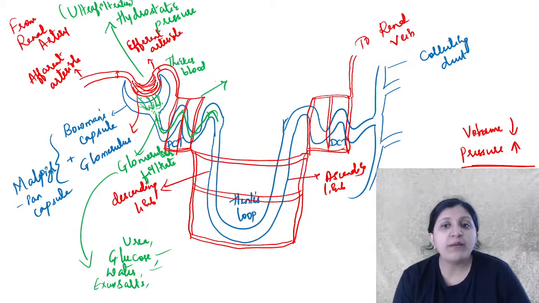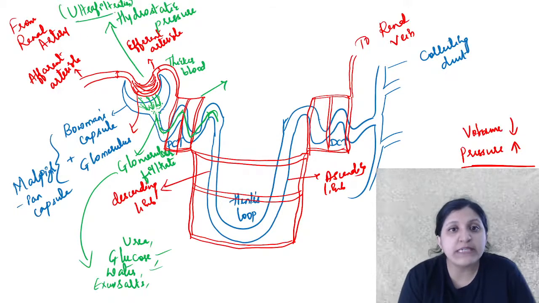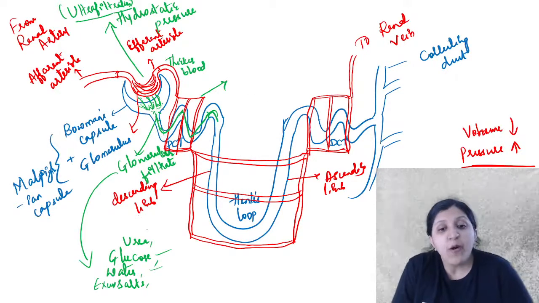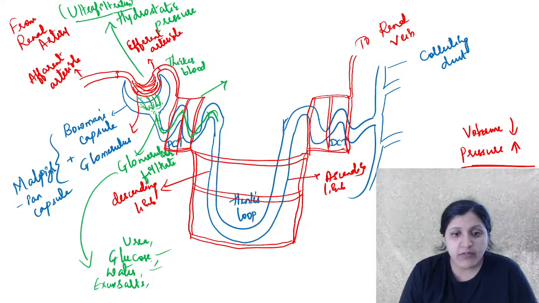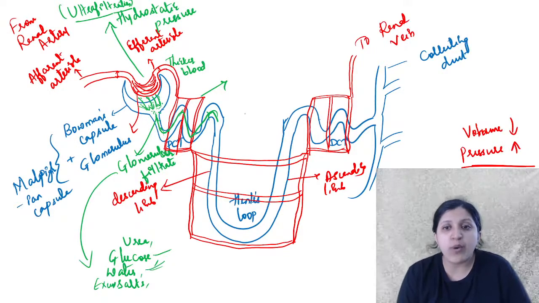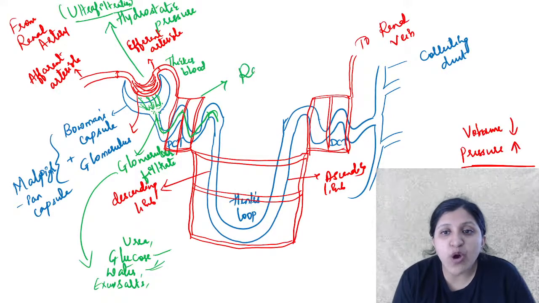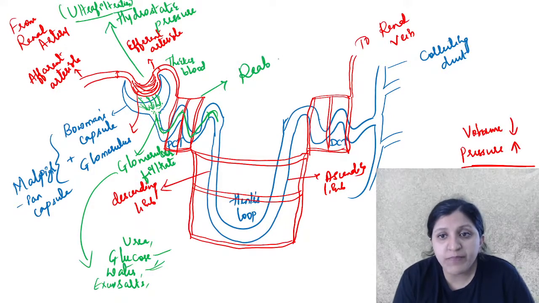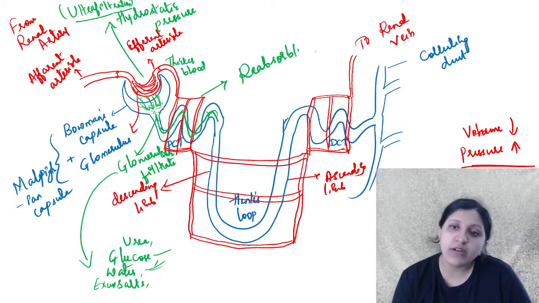So most of the wanted things, the ones which are required in the blood, like glucose is required, the water is required, so here the reabsorption process will occur. Okay, not everything is reabsorbed.